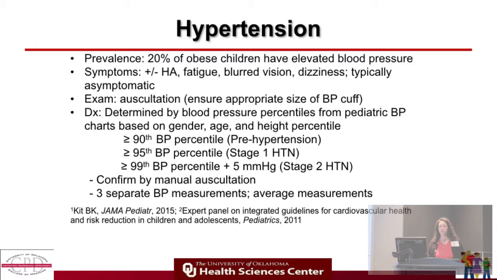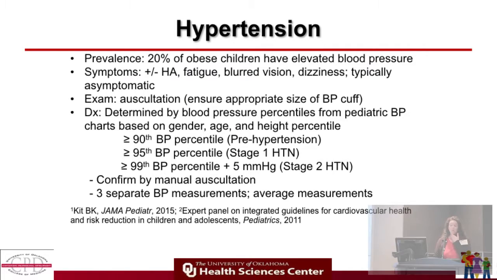So the key thing here is confirming. If you do the automatic machine blood pressure, then make sure you get a manual blood pressure. You repeat that blood pressure 3 different times. We do it 3 different times right there, about 15 minutes apart, and we average the measurements and then look and see what the blood pressure percentile is right then.